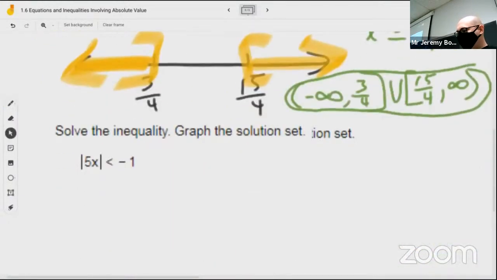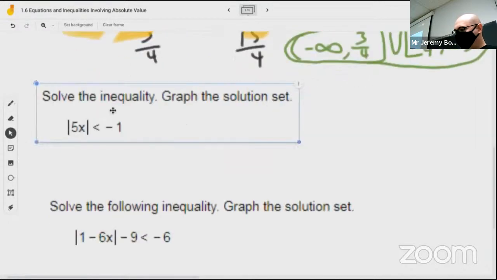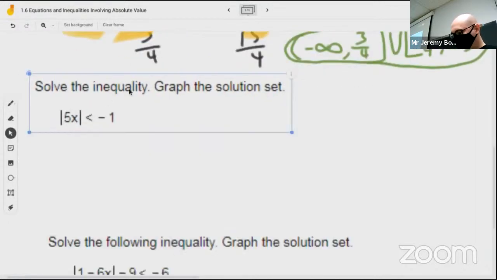I think these are stacked. Yeah. Oops. No. All right, there we go. Oh. Sometimes this gets stuck. There we go.